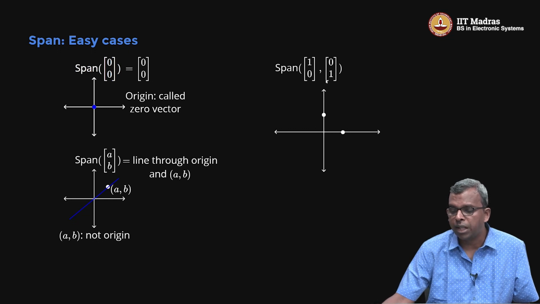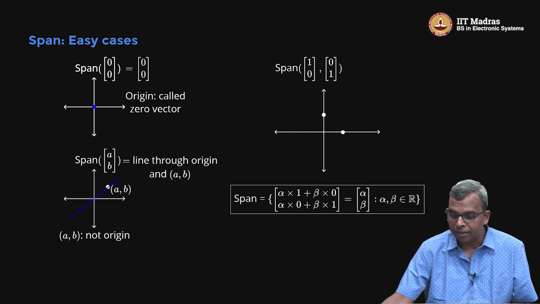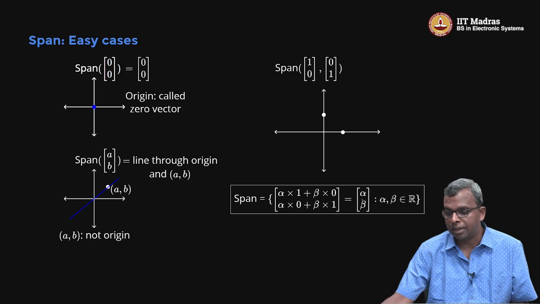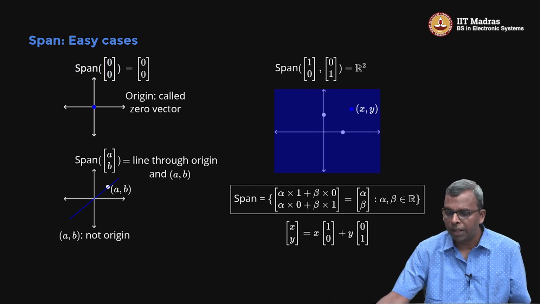If you do all possible linear combinations of (1, 0) and (0, 1), what are you going to get? Actually, you get a very simple answer, right? The span is alpha times (1, 0) plus beta times (0, 1), which is alpha times 1, 0 plus beta times 0, 1. So you multiply the first vector by alpha, the second vector by beta, and add them. You end up getting just (alpha, beta). So the span of (1, 0), (0, 1) is the set of all (alpha, beta) where alpha and beta are real. What is that set? That is nothing but R2, the entire real plane.